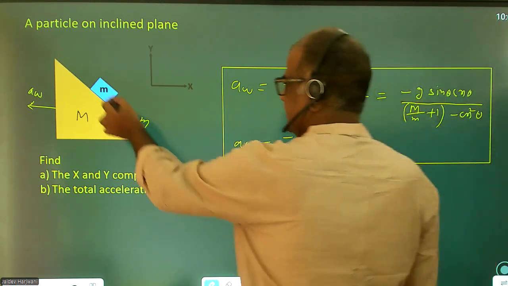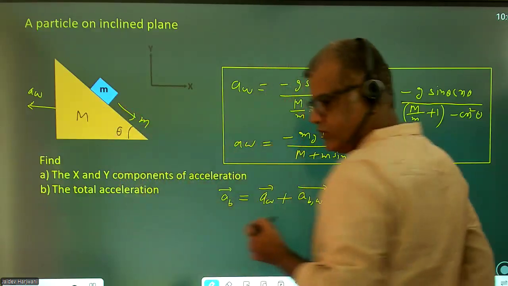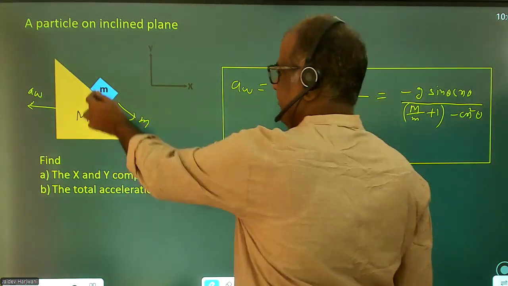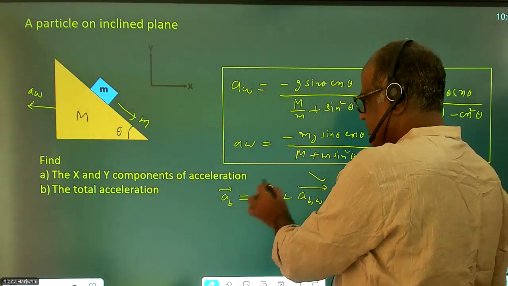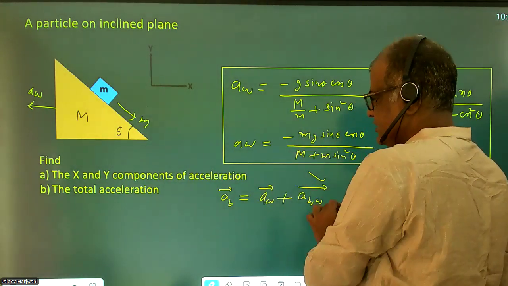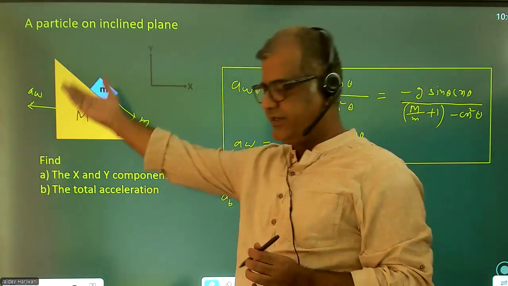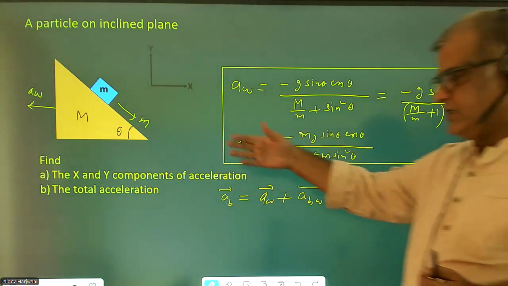So we can find the acceleration, assuming this is stationary, by finding the force, considering this is a non-inertial frame. We already know the acceleration of the wedge, so we can find the acceleration of the block with respect to the wedge frame. For this, check out my next video.